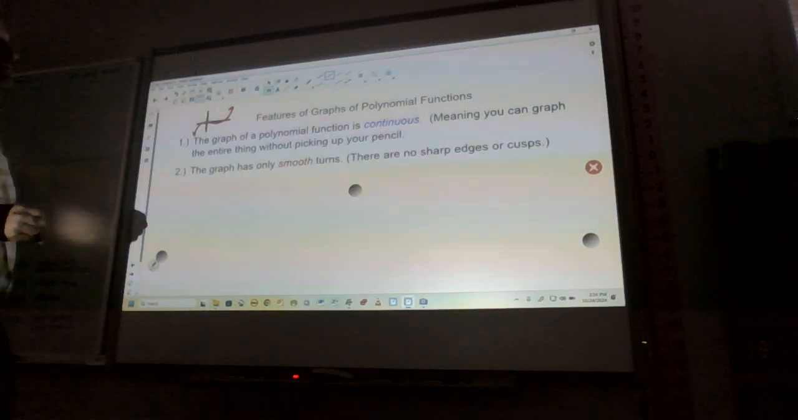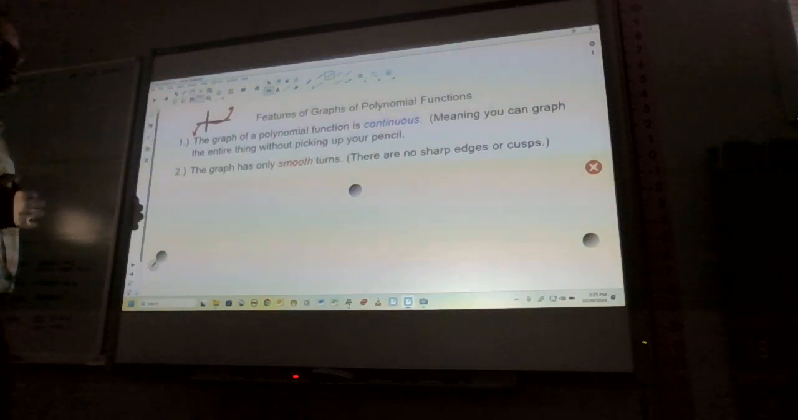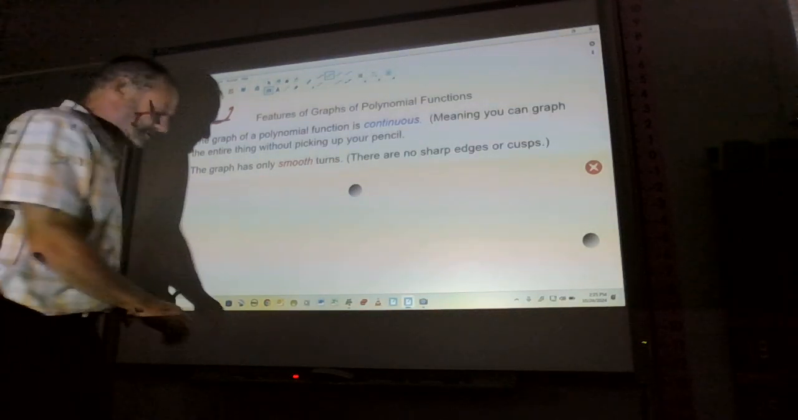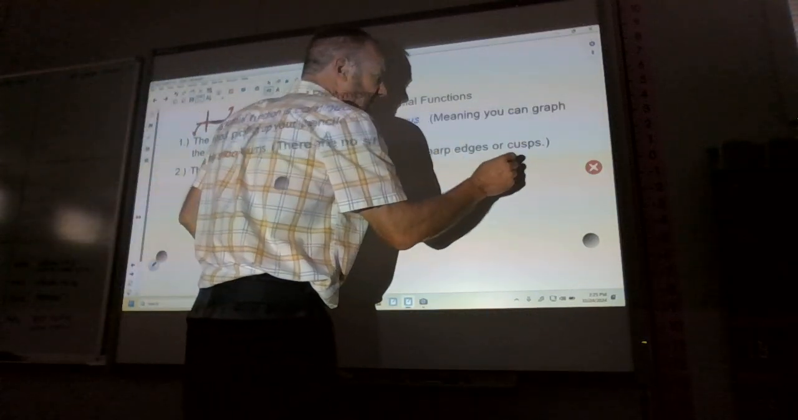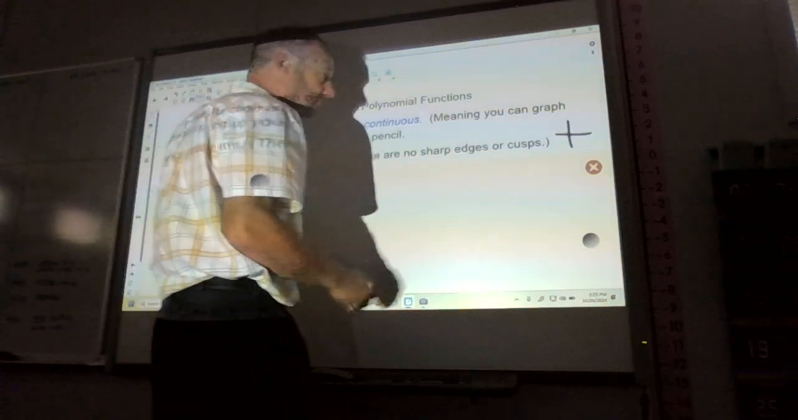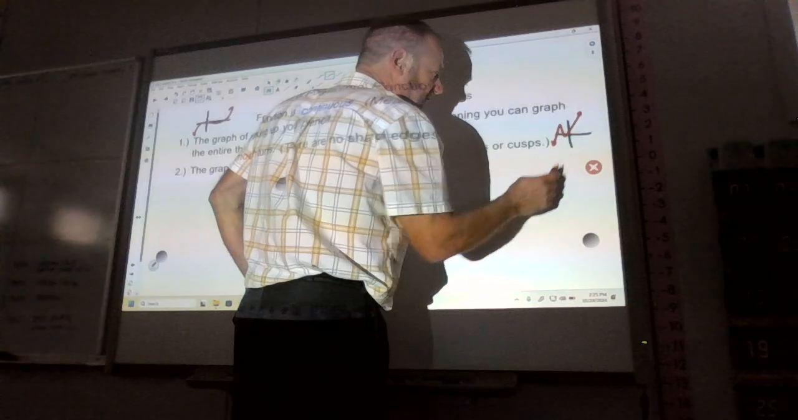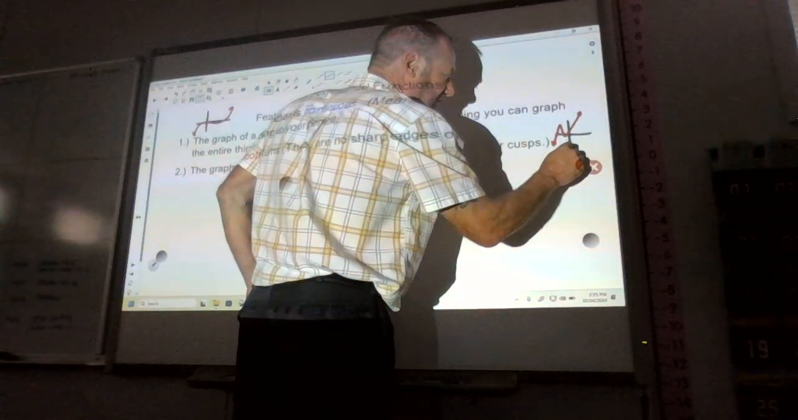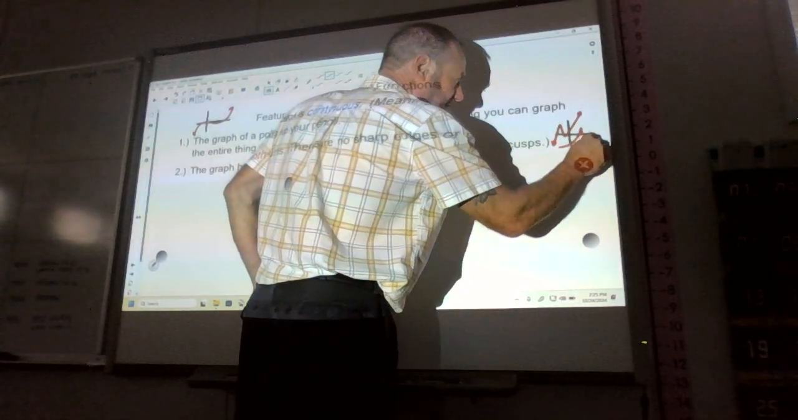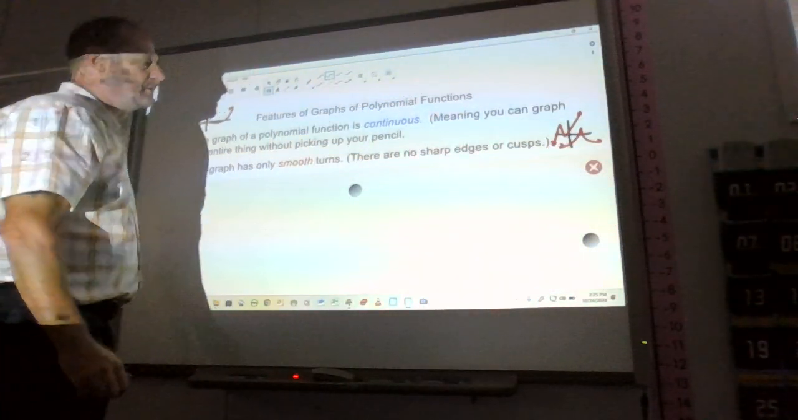They're also smooth. Graphs of polynomials are always smooth, so that means there are no sharp edges or cusps. So I don't have anything that looks like this. I don't have sharp edges like this. I don't have a cusp. A cusp looks something like this. I don't have any of those things.